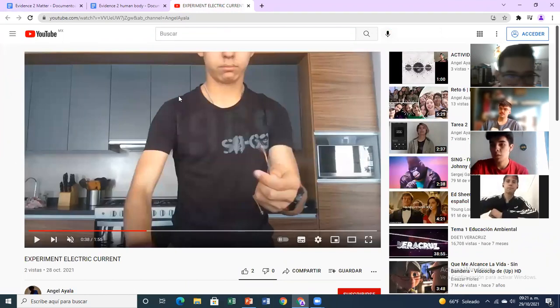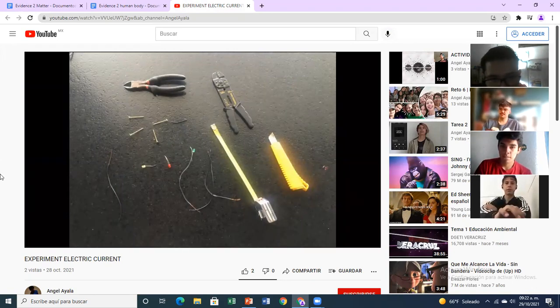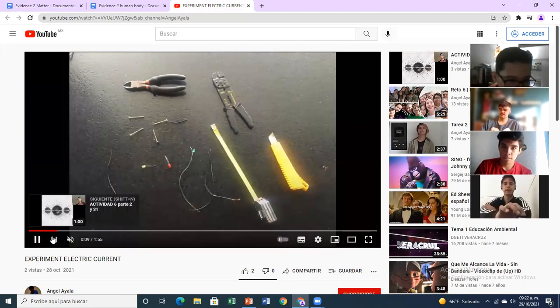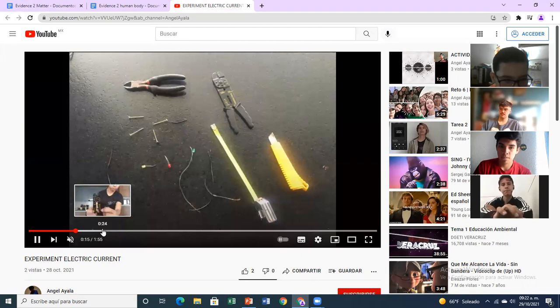Next, Angel is going to present the experiment. First of all, we have all the materials: the ruler, the colored wire, the LEDs, and the cables.